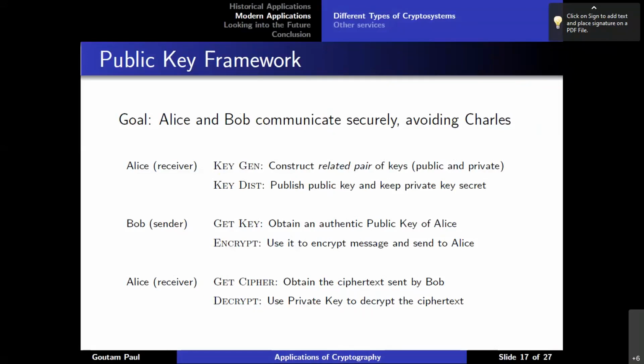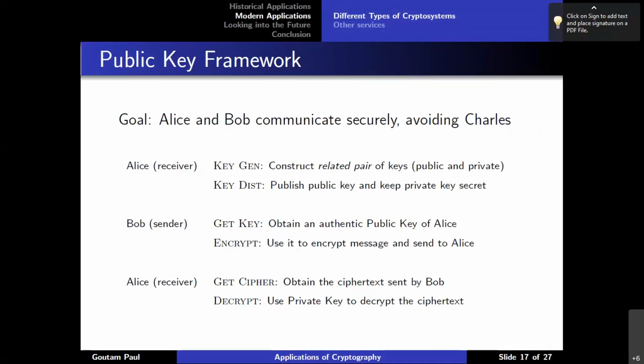Then at the sender end, they receive the public key of Alice and use it to encrypt the message and send it to Alice. So the public key is used here for encryption and the private key will be used for decryption. What does the receiver do? The receiver obtains the ciphertext sent by Bob and uses the private key to decrypt the ciphertext. So the public key is used by the sender, the private key is used by the receiver.